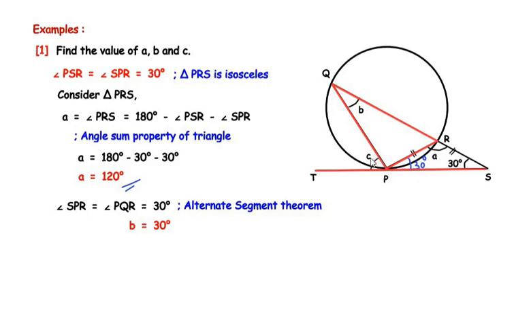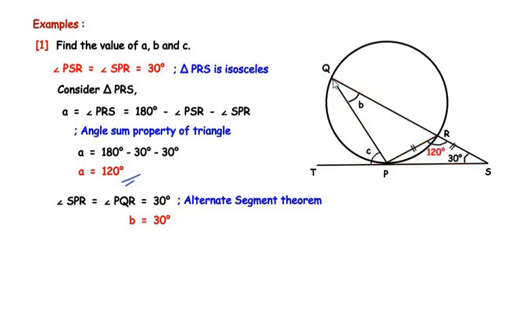Now let us try to find angle C. Let us focus on the straight line QR, which has been extended to join point S. And let us look at the point R. Since this is a straight line, the angle made at point R will be equal to 180 degrees. And the straight line is divided into two angles, that is angle PRQ and angle PRS.